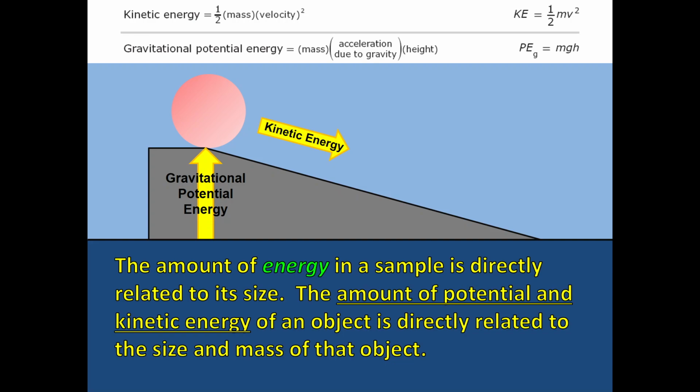The amount of energy in a sample is directly related to its size. So how much energy something has is extensive. It doesn't depend on the object.